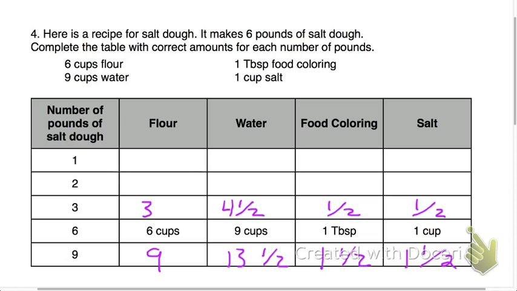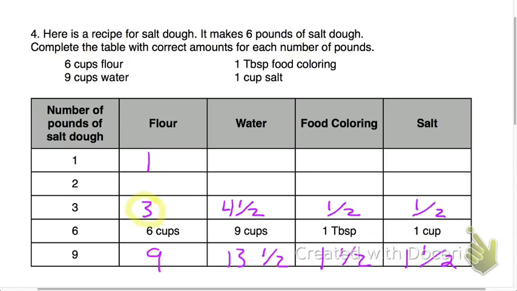Okay, now I need to figure out 1 and 2. I think the next easiest one is going to be 1 pound, the first row. So I'm going to start out by finding the flour. So I'm going to take this number right here. This is how much it is for 3 pounds, so I'm just going to divide that by 3 and find out that it's just 1 cup of flour to get a pound of salt dough.